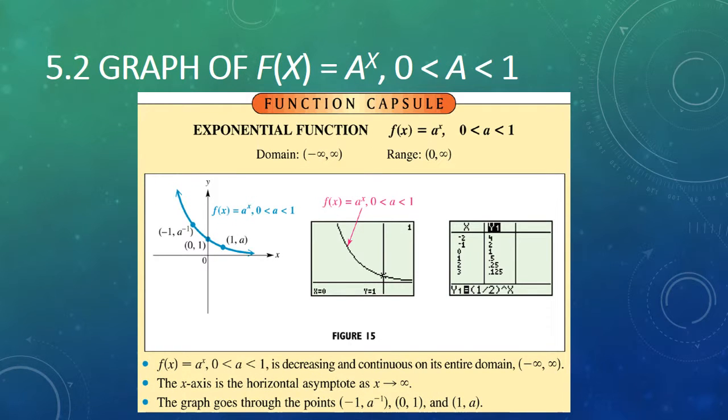Now this is the summary for the same function, but this time when we have our base as a fraction between 0 and 1. And notice domain and range stay the same. However, this function is continually decreasing as you go from left to right. The x-axis is still a horizontal asymptote, and it still goes through some of the same points here. It goes through (-1, a^-1), goes through (0, 1), and it goes through (1, a).